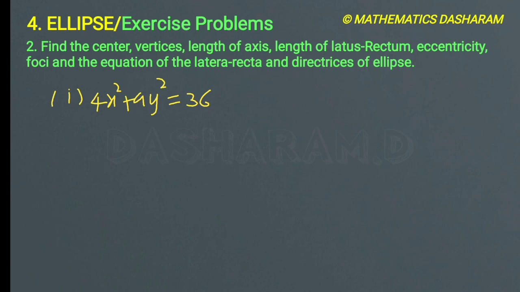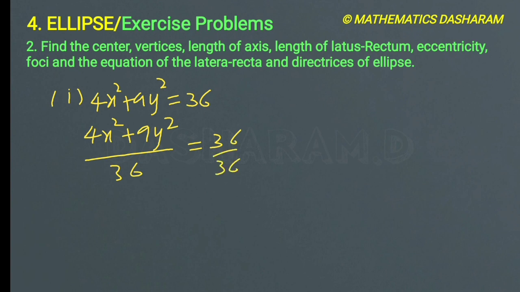Let's convert it into the standard form of an ellipse. In the standard form we need the RHS as 1, so that is why we divide the LHS and RHS by 36, equals 36 by 36. Now split into two fractions: 4x square by 36, 9y square by 36, and 36 by 36 is 1.